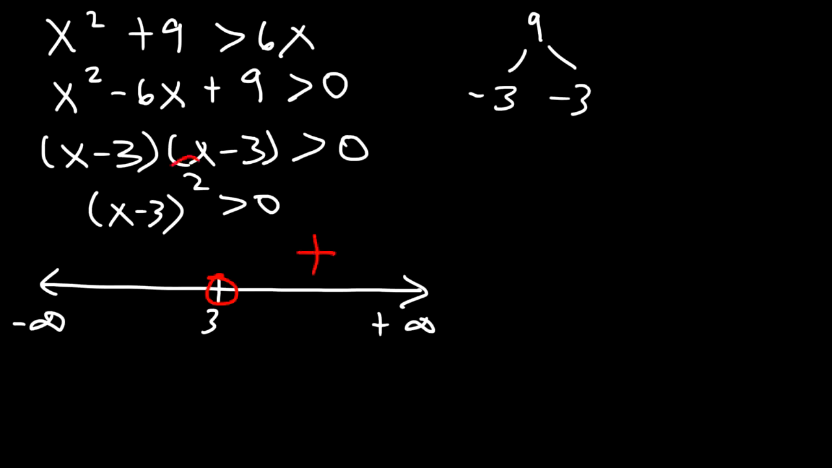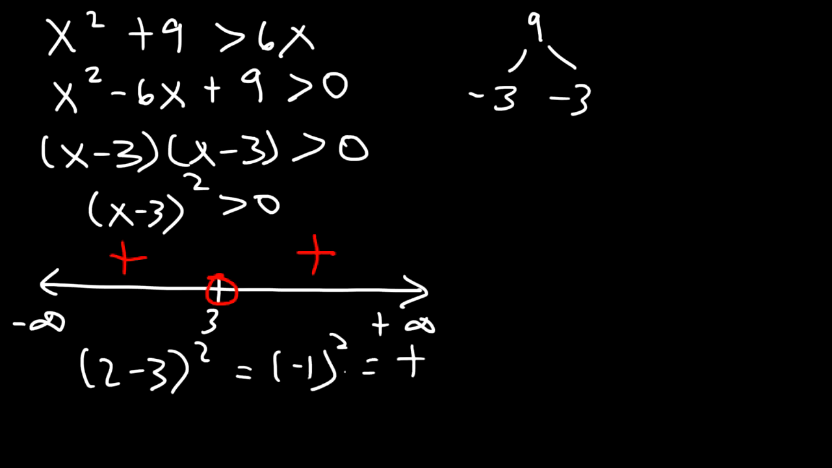Now notice that the multiplicity is even. So as we go across this 0, that is 3, the sign will not change. So then it's going to stay the same. On the left side, it should be positive. And to test it, let's say you plug in 2. 2 minus 3 squared. 2 minus 3 is negative 1, but when you square negative 1, you get a positive result. So it's always positive except at 3.